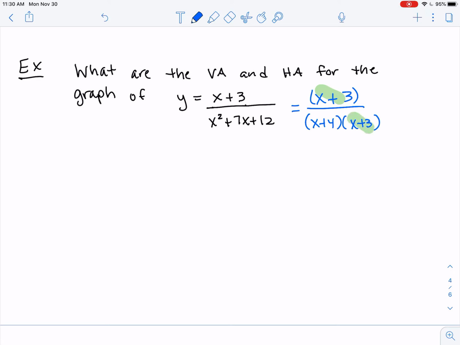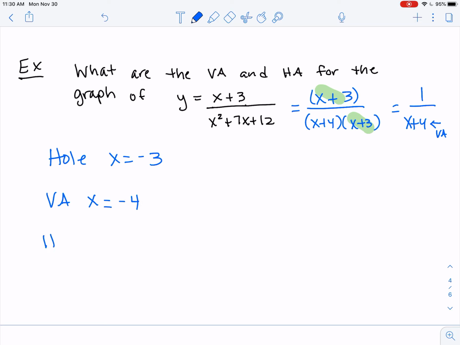Well, what does that tell me? That tells me I have a hole at x equals negative 3. That is a point of discontinuity. It is a removable point of discontinuity. However, it asks for vertical asymptotes. When I simplify this, I get 1 over x plus 4. I look at this denominator for the vertical asymptote. A vertical asymptote is when the denominator is 0. x equals negative 4 is my vertical asymptote.